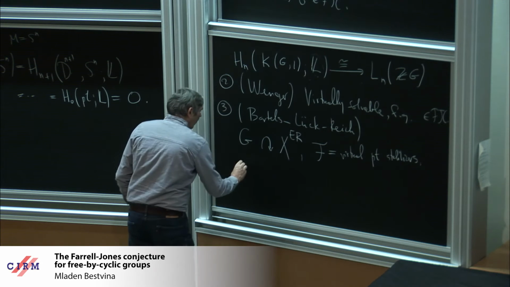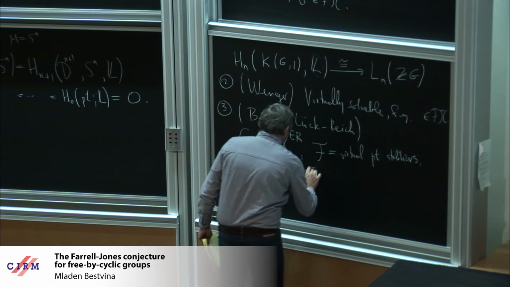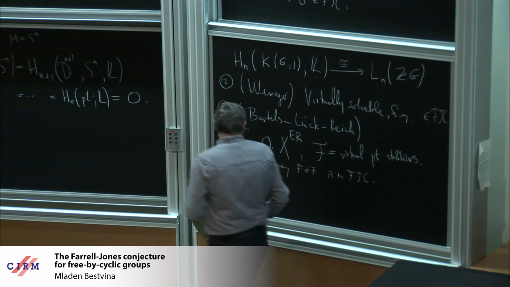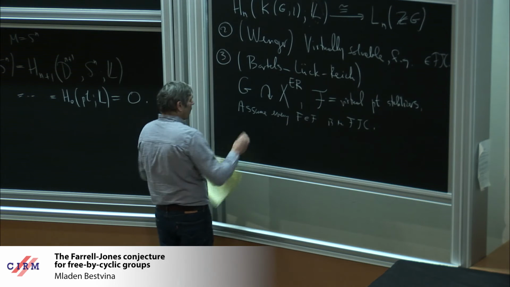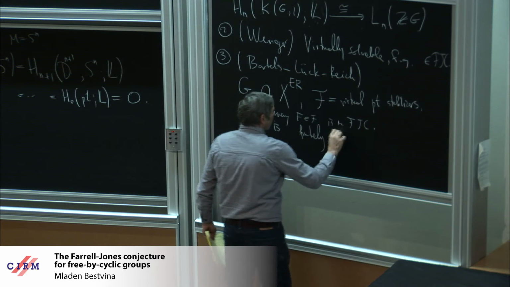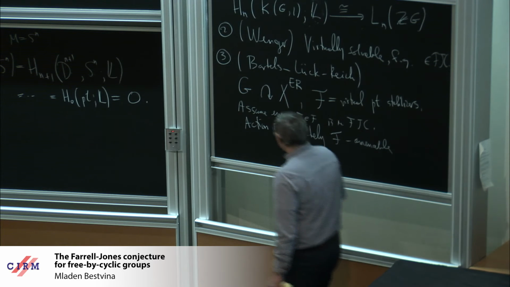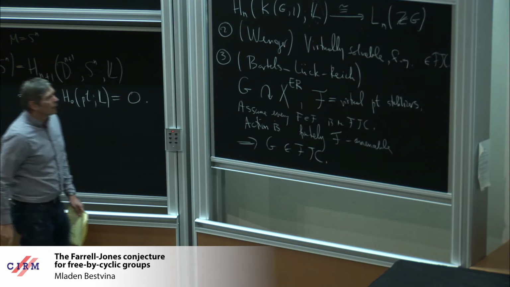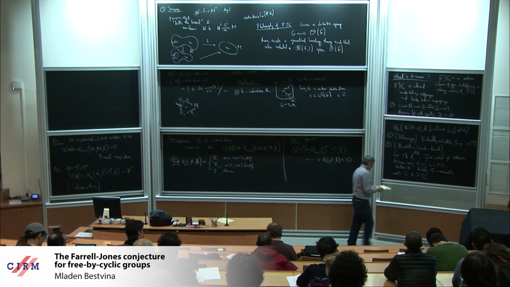Now you assume that every group F in script F is in FJC. And then there's a technical thing which I'll postpone as much as I can: the action is what's called finitely F amenable. This is some technical condition about what the action has to look like. But then the conclusion is that G is in FJC. Okay, so I'm going to give you some examples of this.